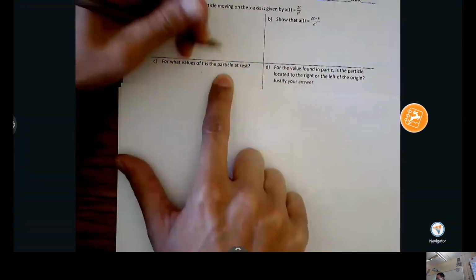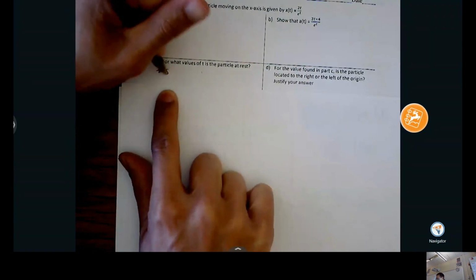So what does at rest mean? Close, not acceleration, but what? So we set velocity equal to 0. Right? Set velocity. So if I want to find particle at rest, we set velocity equal to 0.